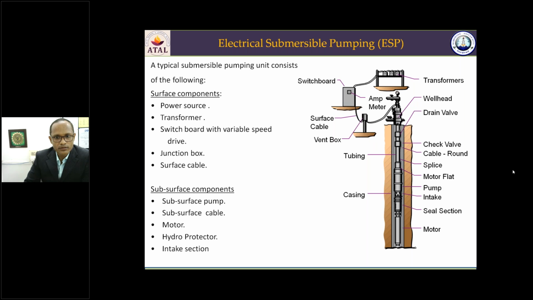Then we have the surface cable. This cable is used for transmitting the electrical energy from the surface down to the motor. The motor needs to be run, and we should provide the electrical energy. This electrical energy is conducted from the surface down below through this cable. The cables can be round cables or flat cables. In portions where the annulus is small, the gap between the tubing and the casing is small, the flat cable is used. In other sections, you can use a round cable.